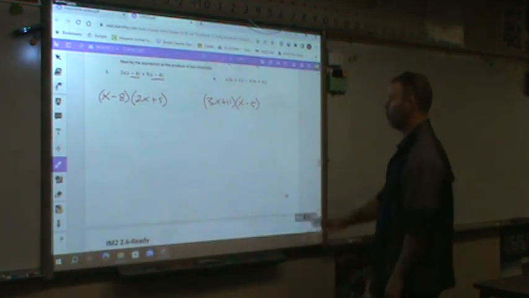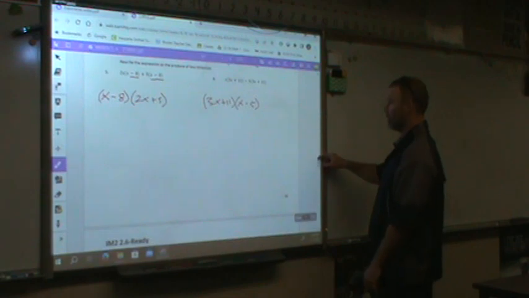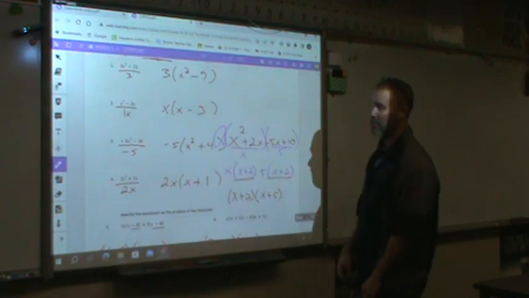So when we get to factor by grouping, this ought to be an easy process. You've already seen this step. All right? So just be cautious of that.